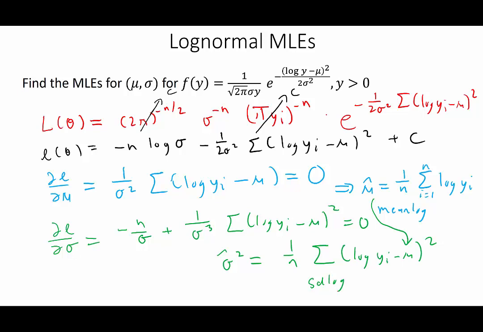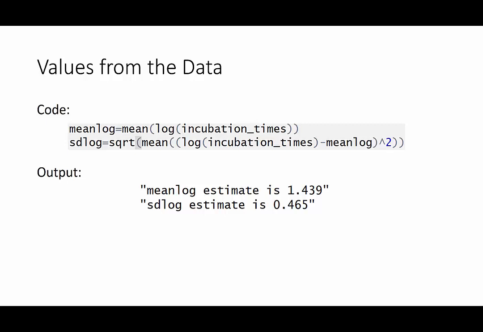Once we have those MLE formulas, it's pretty easy to calculate them in R with two lines of code. The first one calculates mean log as just the mean of the log incubation time, simple enough, right? The second one looks at the mean of the squared deviations of the incubation times from their mean, and then we take the square root because we're interested in the standard deviation. And these are the two values that you end up getting, for what it's worth.